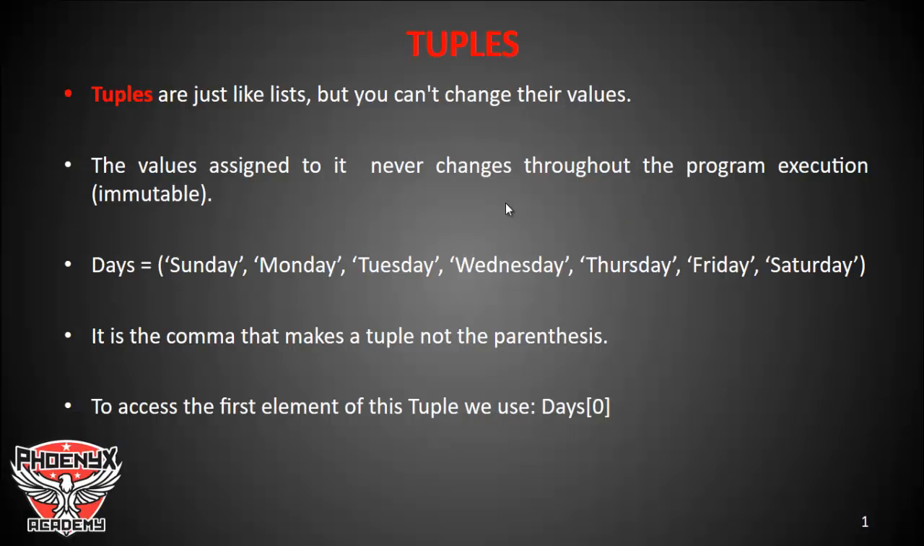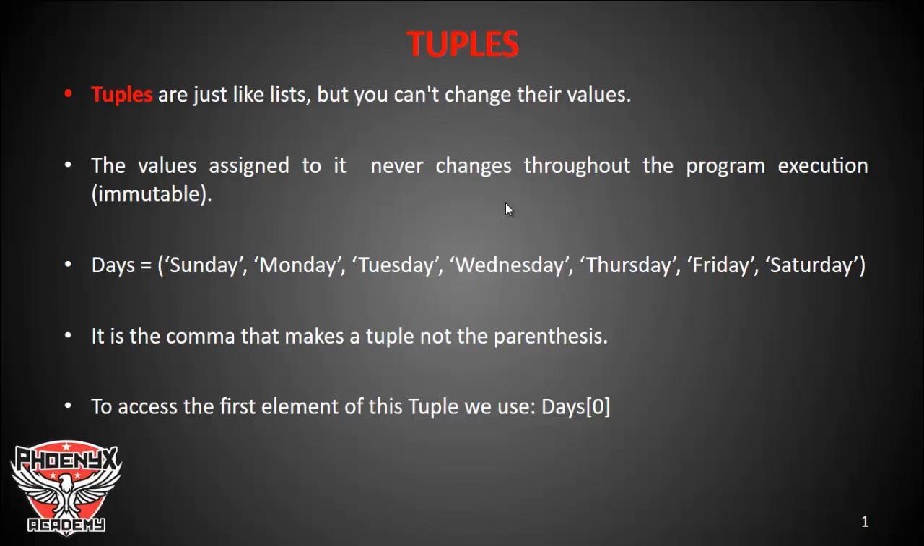Tuples are just like lists, but we can't change their values. The values assigned to tuples never change throughout the program execution, and this is what we call immutable. So basically, tuples are said to be immutable because the values assigned to them will never change throughout the program execution. Let's say we want to create a tuple with the name days, and then we want to assign it the days of the week as its elements.